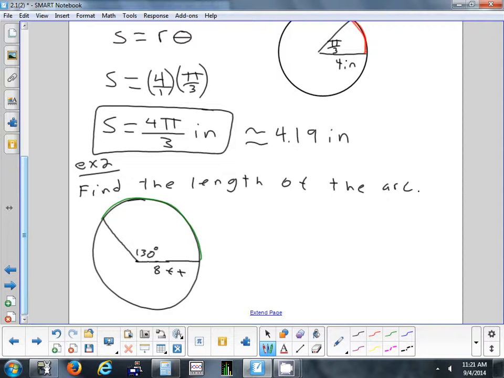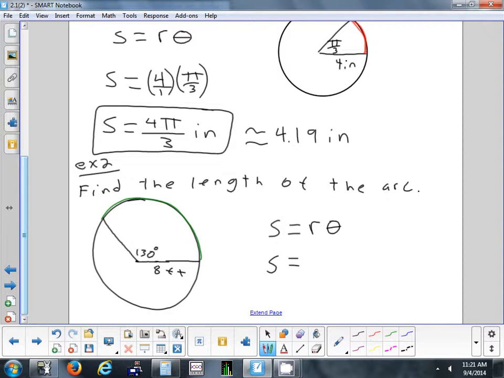So first thing you always want to do is write down the formula that you think you're going to need. And it's either going to be one of those two. We haven't done area yet, so you don't have to worry about what the second formula is right now. So this is arc length. Andy, what's my formula for arc length? S equals radius times, anybody remember the name of that? Theta, yeah.